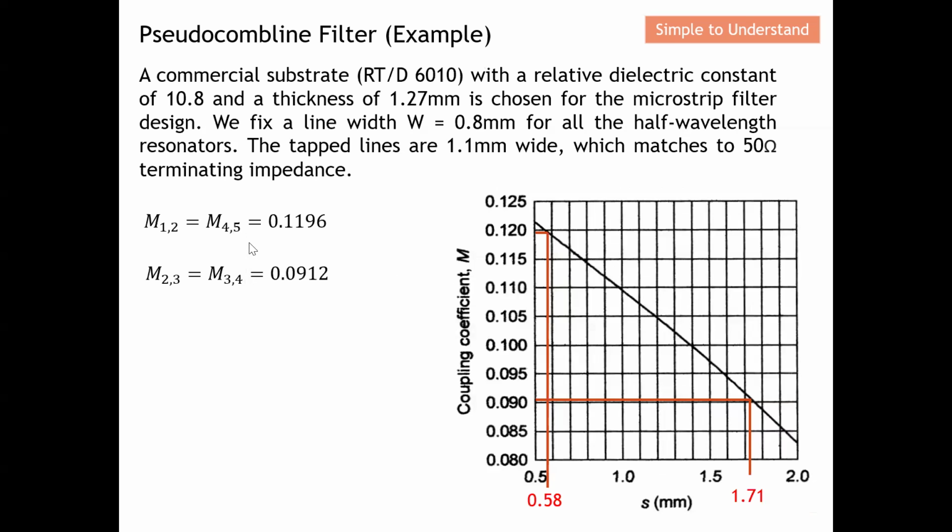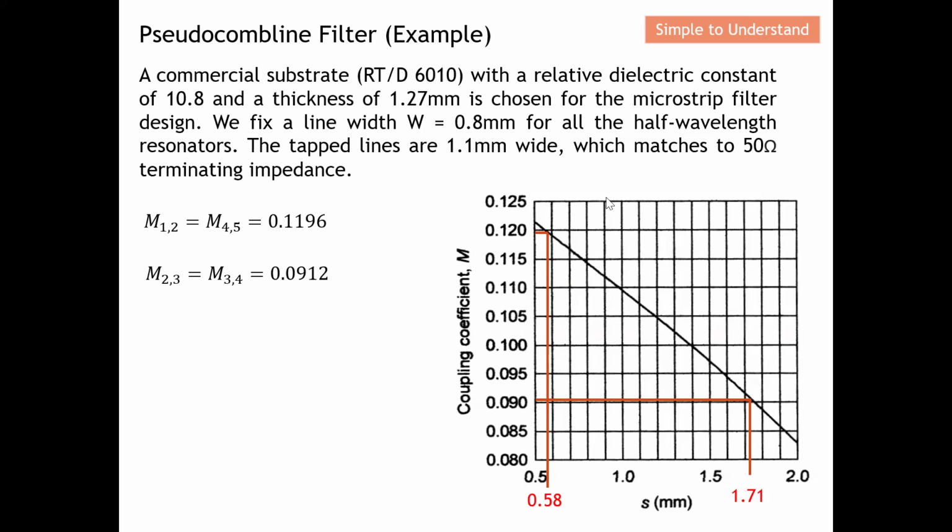So once we are done with this, we are ready to calculate the coupling coefficient. There are actually two sets of coupling coefficient. The first one will be M12 and M45. Earlier on, we have calculated that this equals 0.1196. Over here, you can see that this is roughly about 0.1196. From here, we can see that the gap in between the resonators will be 0.58 mm. Then M23 and M34 are the same, which we calculated earlier on, which is 0.0912. Roughly, this is where 0.0912 is. And from here, you can see that this is 1.5, 1.6, 1.7. So over here is roughly about 1.71. This is the so-called spacing between the resonators.